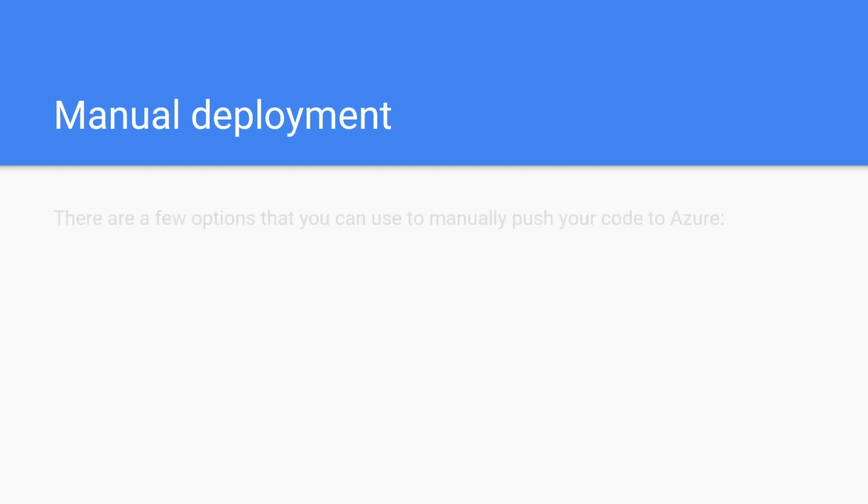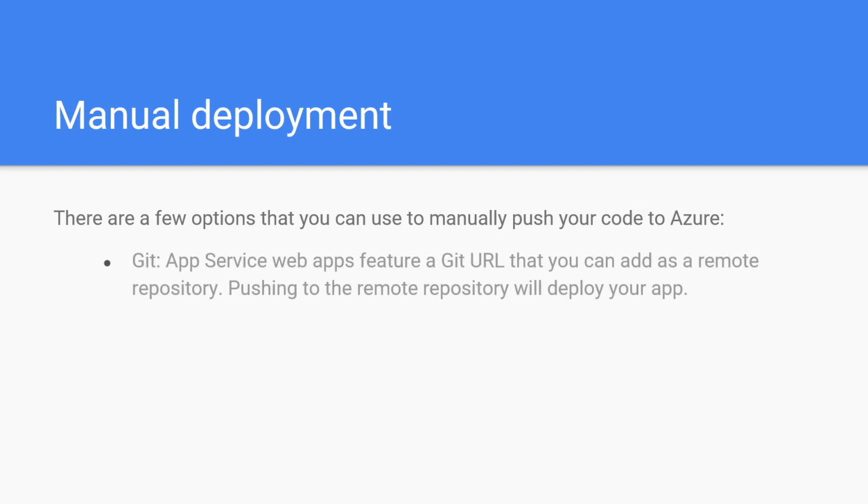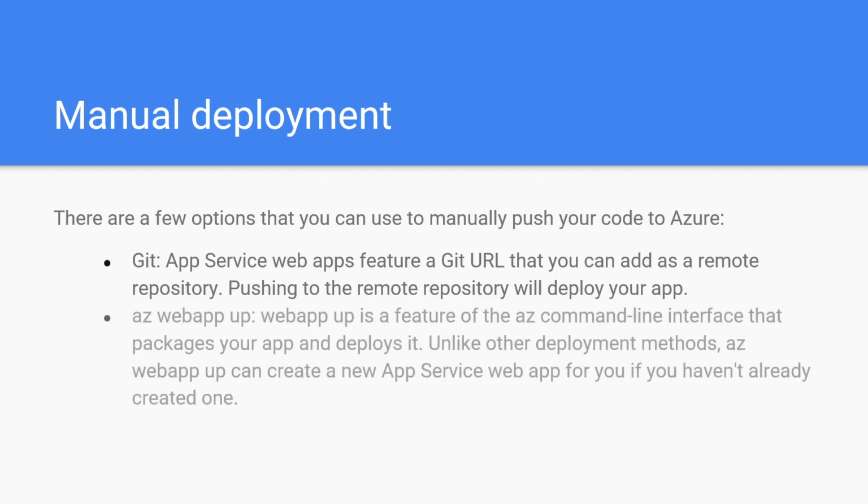We have a manual deployment as well. There are a few options that you can use manually to push your code to Azure, which is Git. App Service Web App features a Git URL that you can add as a remote repository. Pushing to the remote repository will deploy your code. We have az webapp up.